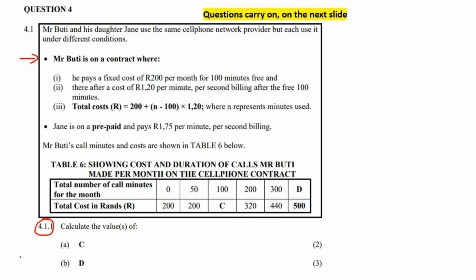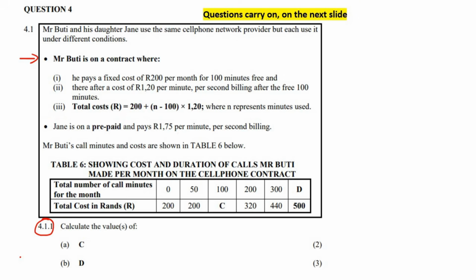So think about the total cost, what he pays per month. How would you work out what he pays? Well, he always pays 200 Rand, okay? And then you need to see what this part over here would be, which is calculating if he goes over 100 minutes, then you multiply that by 1.20.